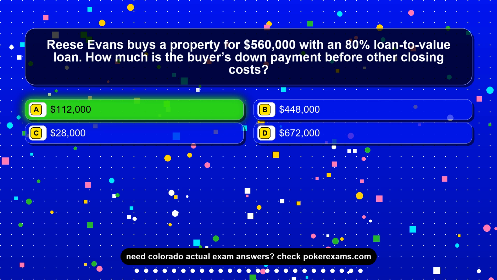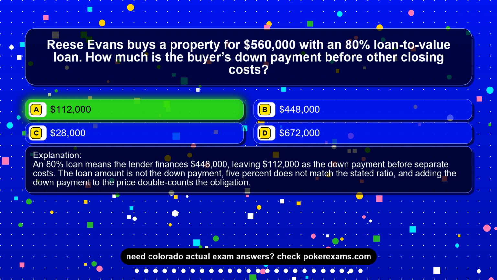The correct answer is option A, $112,000. An 80% loan means the lender finances $448,000, leaving $112,000 as the down payment before separate costs. The loan amount is not the down payment, 5% does not match the stated ratio, and adding the down payment to the price double-counts the obligation.